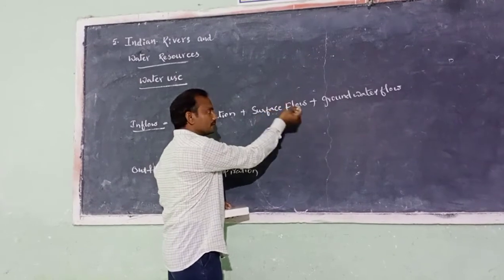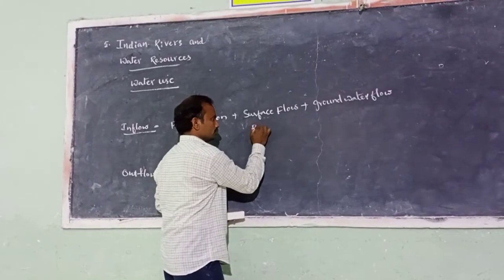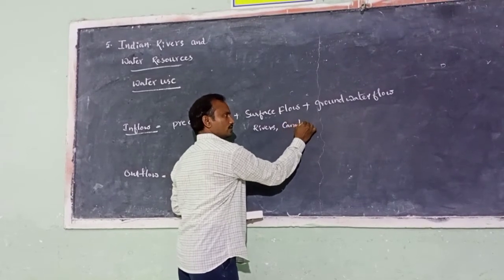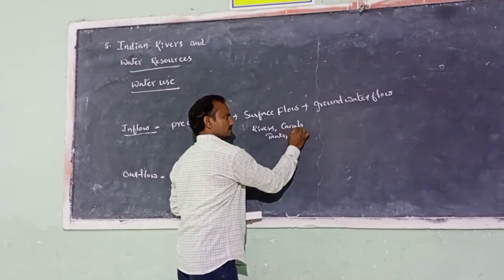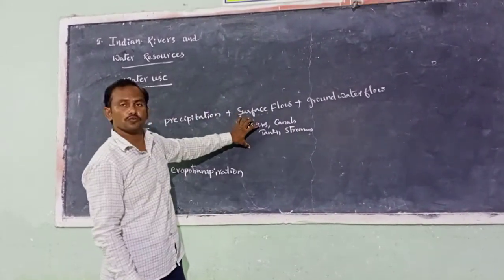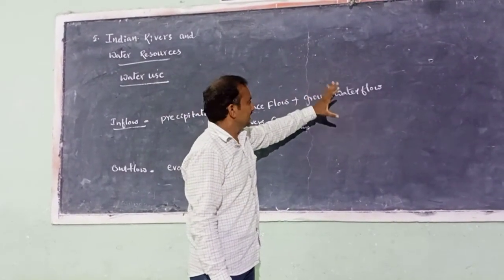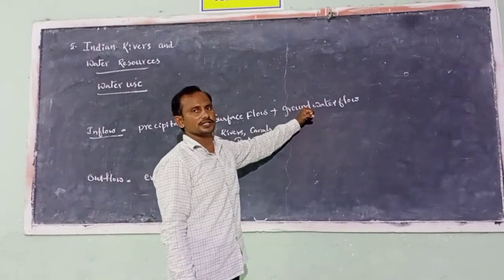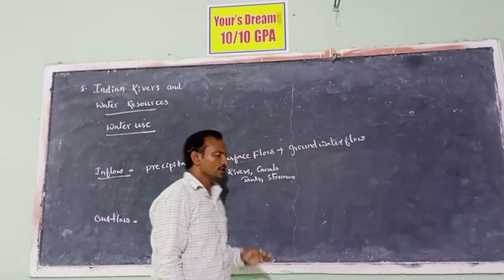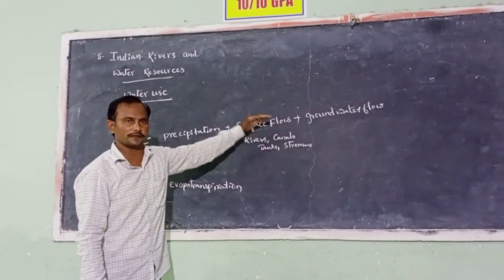Surface flow is nothing but the flow of water on the surface. For example, take the rivers. Surface flow includes rivers, canals, tanks, streams. We can see this water on the surface. And there is groundwater flow. It is very difficult to know about the flow of groundwater, but even though it is difficult, we can estimate depending upon the percolation of water under the ground. So inflow includes precipitation, surface flow and groundwater flow.